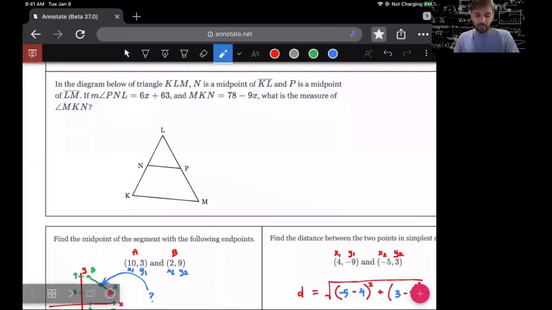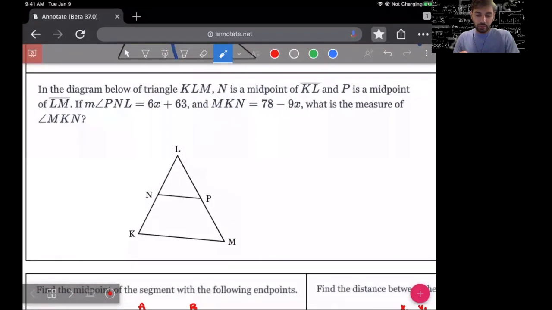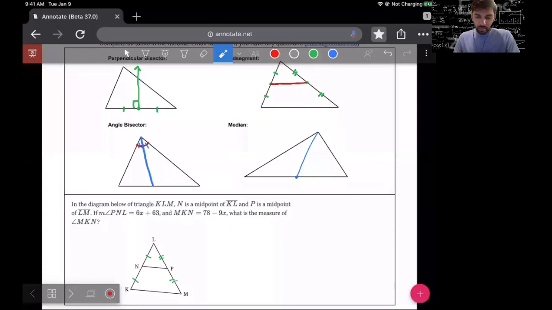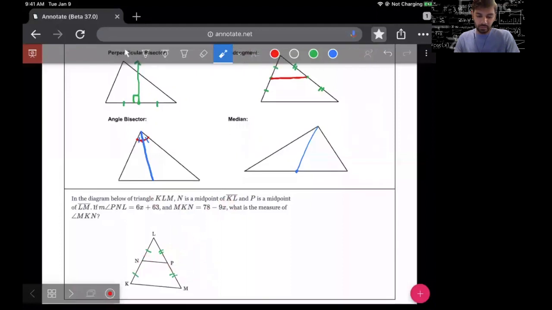Let's go over one last problem. Okay, this problem gives us this diagram right here. And it says N is a midpoint of KL. So this is the halfway point. So we know that those two are equal. P is a midpoint of LM. So these two are equal. All right, so that means that this is going to be just like this situation right here. This is a mid-segment. Okay, so NP is a mid-segment.